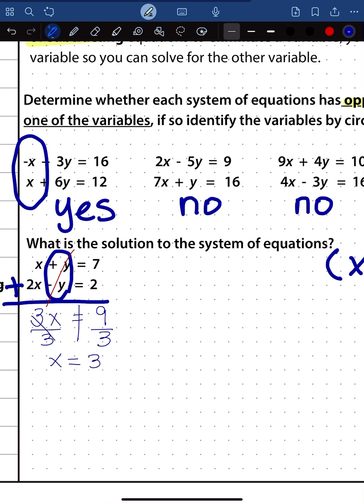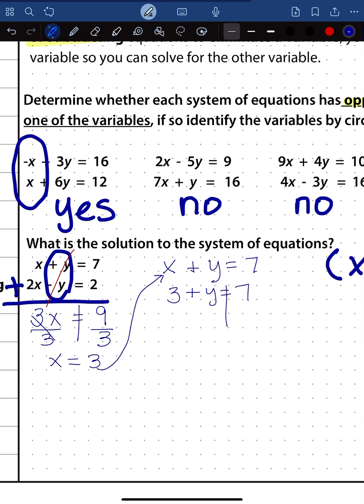So that is half of the solution. Then we take this 3 and we're going to substitute it back into one of the two original equations to solve for y. So if I go with the first one, I have x plus y is equal to 7. I am going to substitute in the 3 for x. So I have 3 plus y is equal to 7.